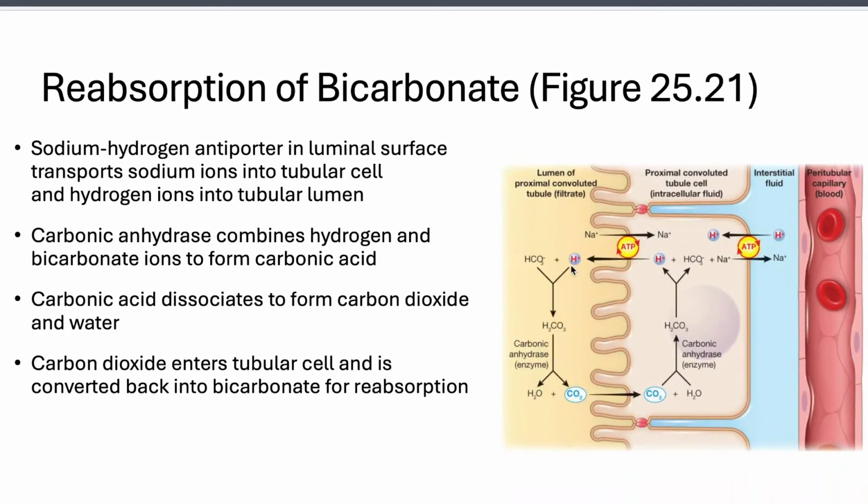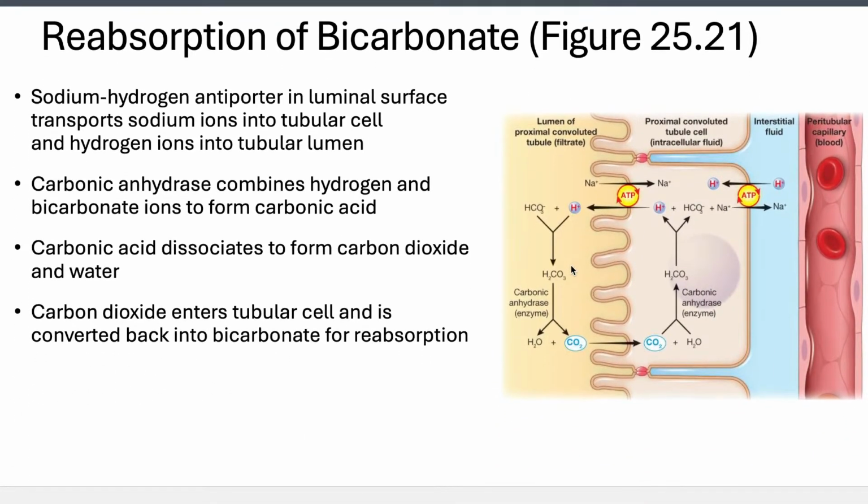All right, so reabsorption of bicarbonate. Sodium hydrogen antiporter in luminal surface. Let's locate that first here. So we've got the sodium and hydrogen antiporter: sodium going in, hydrogen going out. Antiporter meaning in opposite directions, anti. In the luminal surface, it transports sodium ions into the tubular cell, right, into the proximal convoluted tubule cell, and hydrogen ions into the tubular lumen.